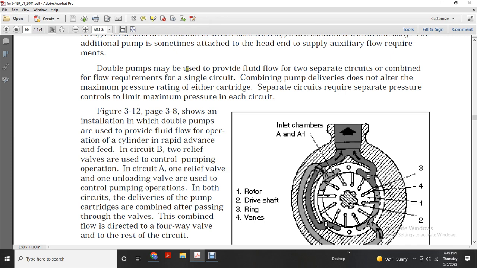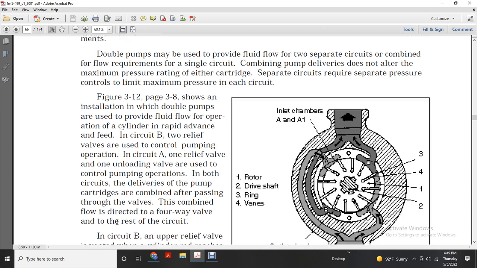Figure 3.12 shows the installation of the double pump providing flow for the operation, with some rapid advance for the feed. In circuit A, one relief valve and one unloading valve are used to control pumping operation. Both pump cartridge deliveries are combined after passing through the valve, and the flow is directed to the four-way valve and the rest of the circuit.